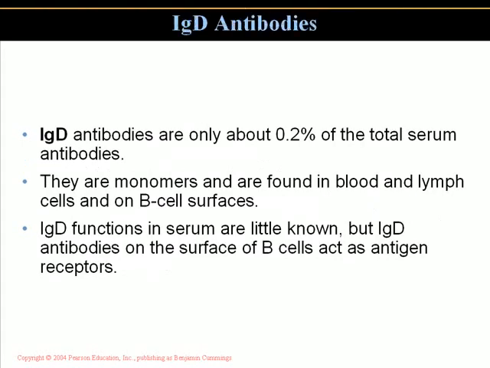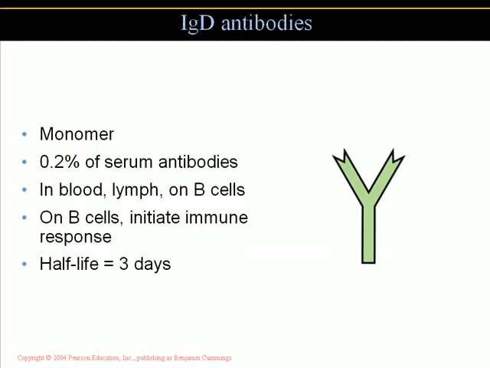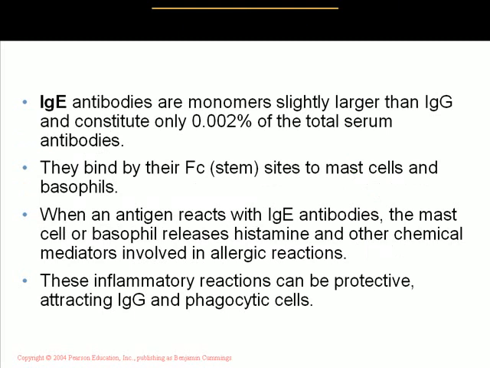IgD antibodies make up only about 0.2% of total serum. They are monomers found in the blood, in the lymph, and on B cells. Little is known about the function of IgD in the serum. IgD antibodies on the surface of B cells act as an antigen receptor. Just a quick overview of that.